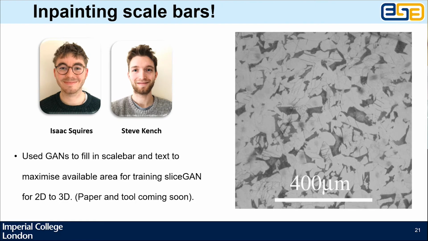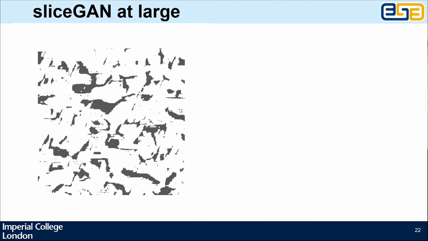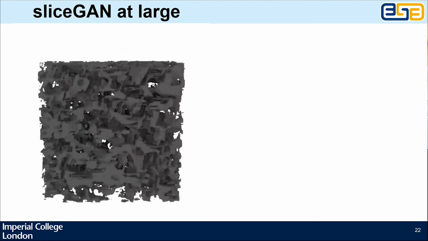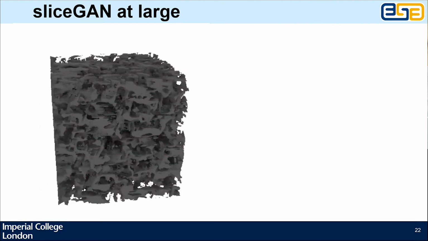So we can segment the image, find out where the scale bar is automatically, and then use our Inpainter to make that scale bar disappear. And now we've got a significantly larger amount of data which we can use as training for SliceGAN. And then we take that data and we make 3D realizations of the 2D images that were in the database. And then we've built a pipeline so it does it for all of them.